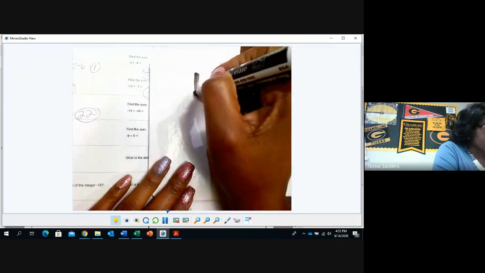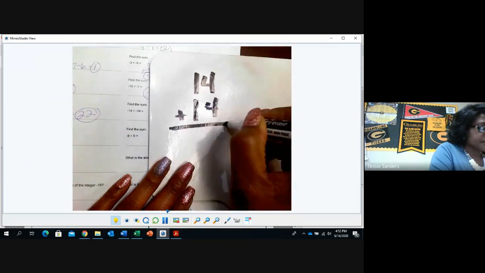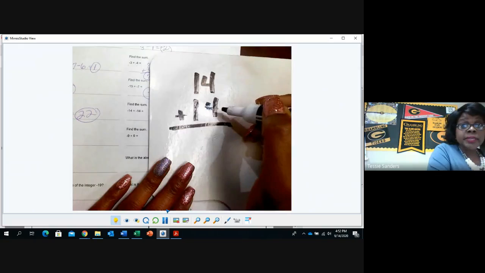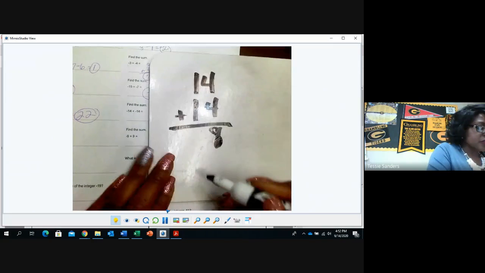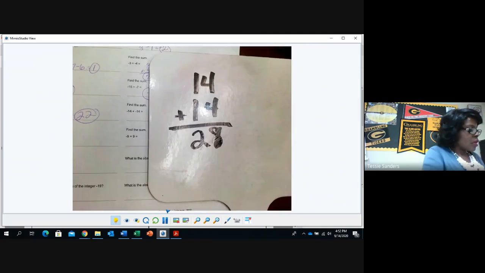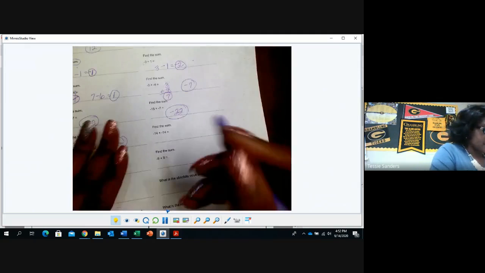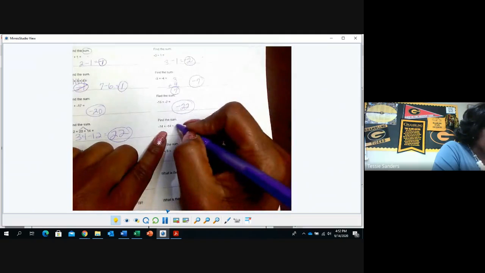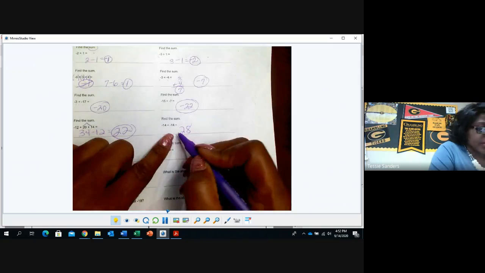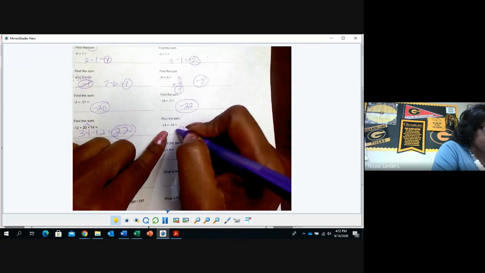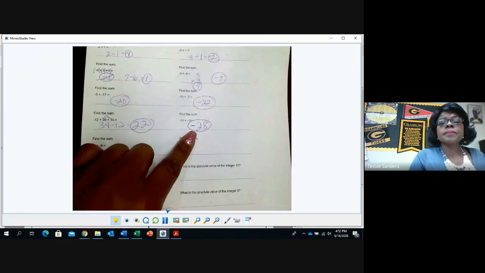So we have 14 plus 14. 4 plus 4 is 8. 1 plus 1 is 2. So let's take a look. Right, so we have 28. Will it be positive 28 or negative 28? Good. A negative plus a negative is a negative. Negative 28.